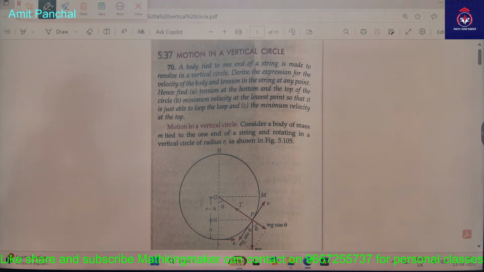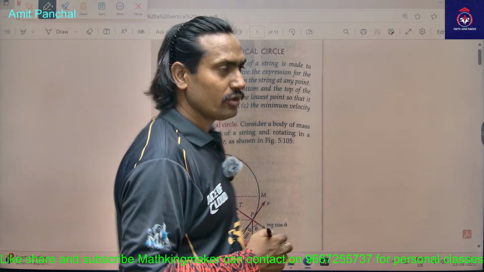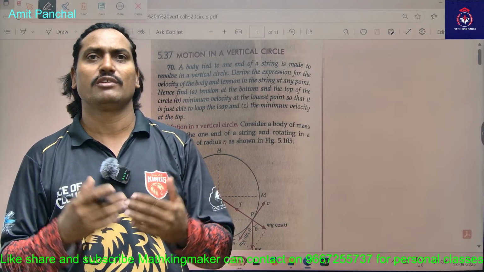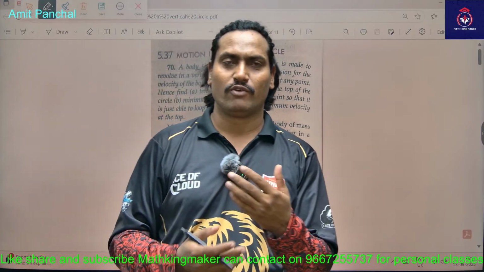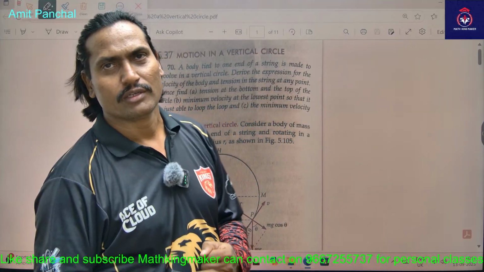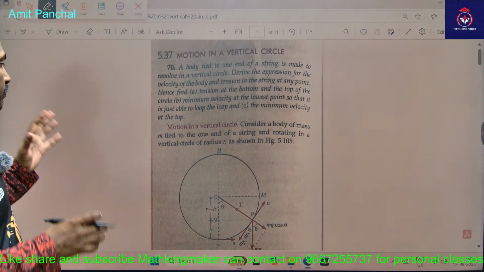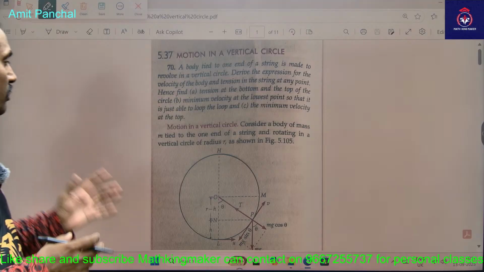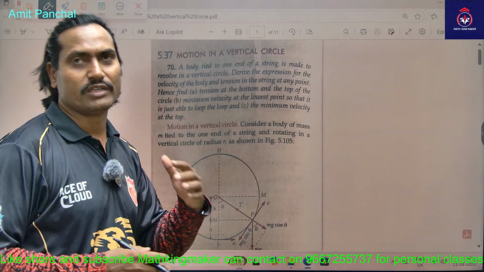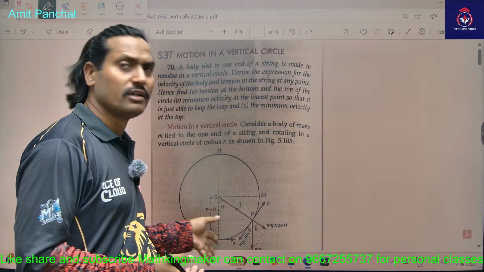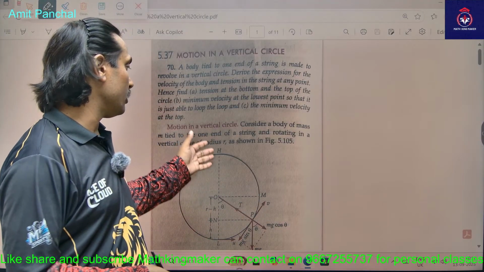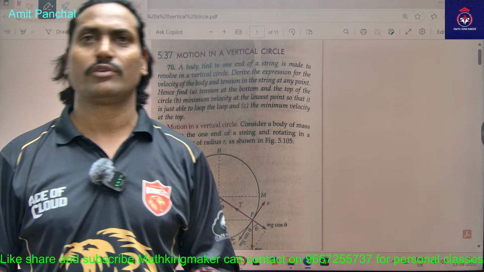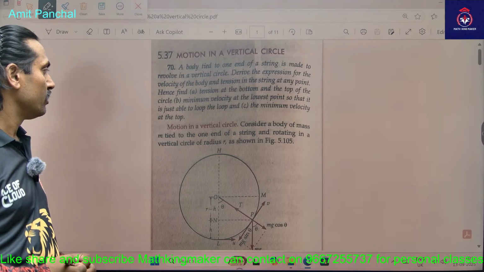We'll discuss that. You know energy is conserved, conservation of energy. That means it is just changing its form from one form to another. By that principle we'll find the velocity at each point, what is the tension at the highest point and at the lowest point, what will be the velocity at the highest point and what will be the velocity at the lowest point. These things we are going to discuss today in this lecture.